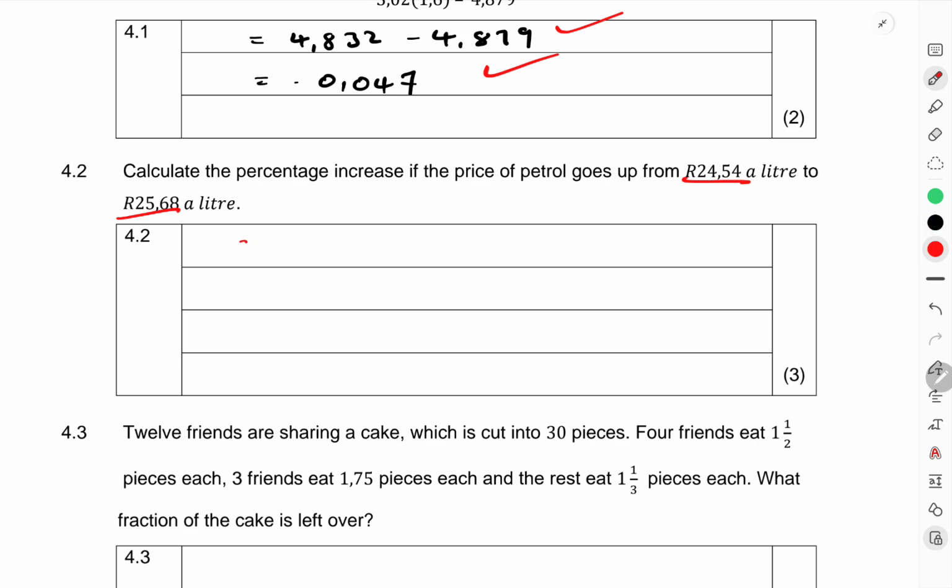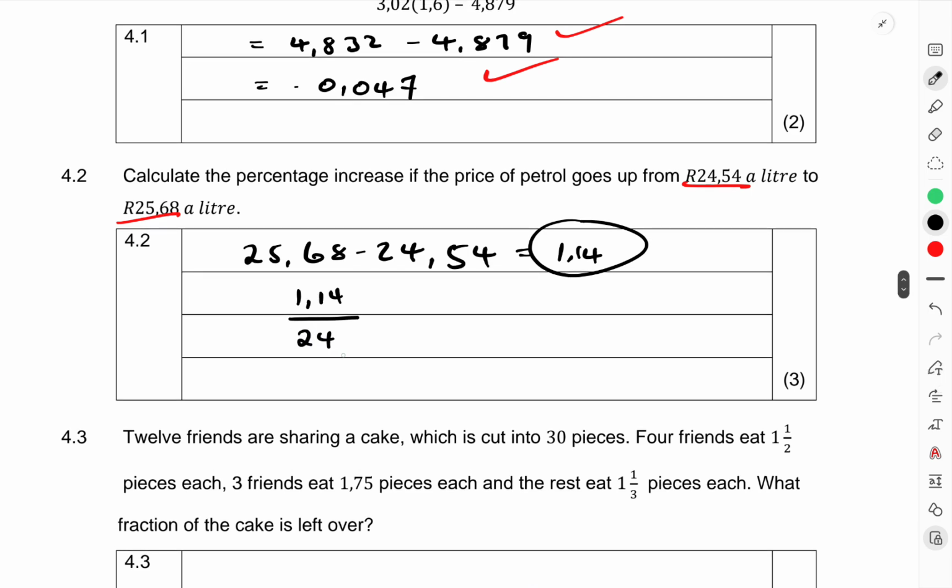I'm going to say 25,68 minus 24,54. Therefore, I'm going to see that this particular petrol price increased by 1 rand 14 cents. But then here, that is not the question. It did not say how many rands did the petrol increase with, but then it said the percentage increase. Therefore, you're going to take the number that the price increased with, which is 1,14. Then you're going to divide it by the initial price of the petrol, which is 24 rand 54, right? Then you multiply it by 100 because we are dealing with the percentage.